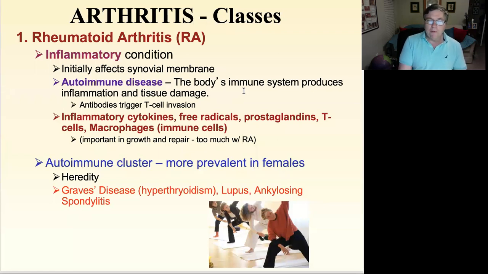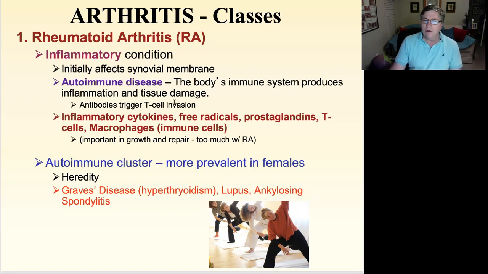So we're going to start with rheumatoid arthritis. This is a very interesting disease because it's an autoimmune disease where T cells, the body's immune cells, actually start to attack initially the synovial membrane. It's related sort of indirectly to lupus and to Graves' disease. Those are also autoimmune diseases. Graves' disease is a disease of the thyroid gland, and it causes hyperthyroidism. Lupus is another debilitating autoimmune disease. So there are antibodies that trigger T cell invasion.